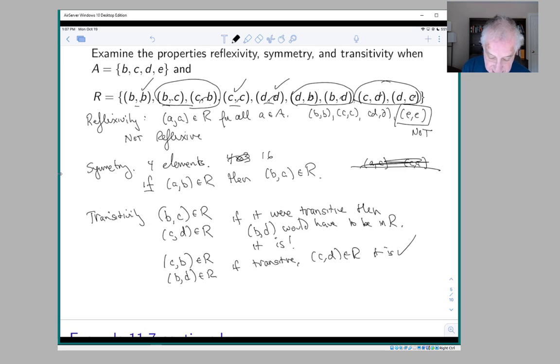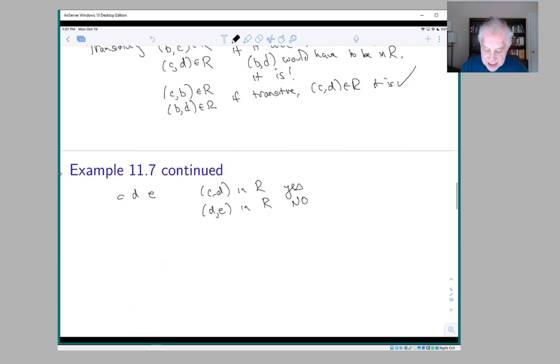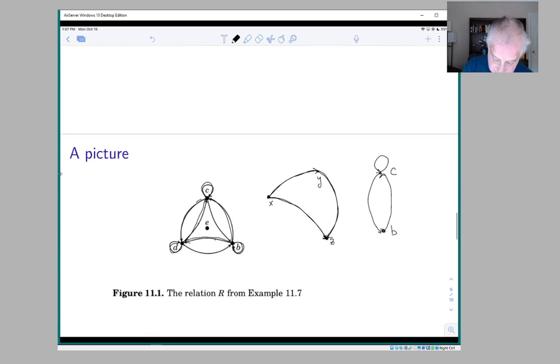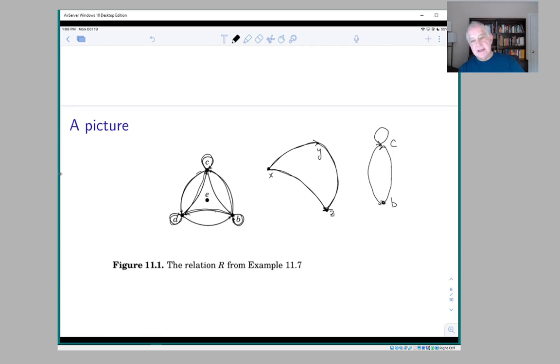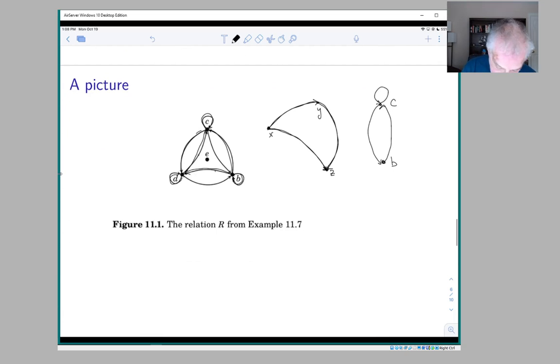right? You have B connected to B, C connected to C, D connected to D, and then you have B connected to C, B connected to D, C connected to B, C connected to D, D connected to C, and D connected to B. So actually, everything is connected except for E. And once you know that everything's connected except E is isolated.